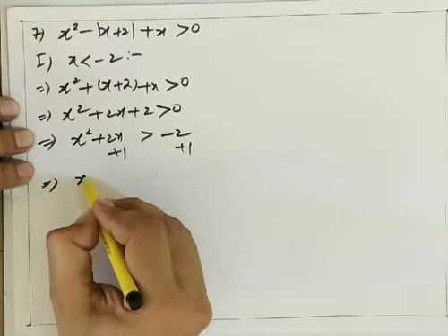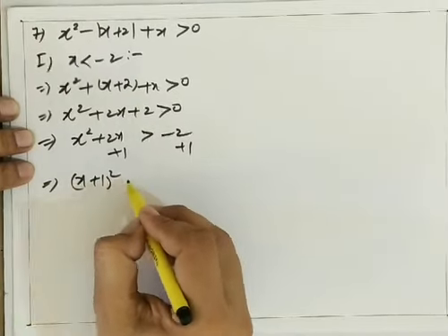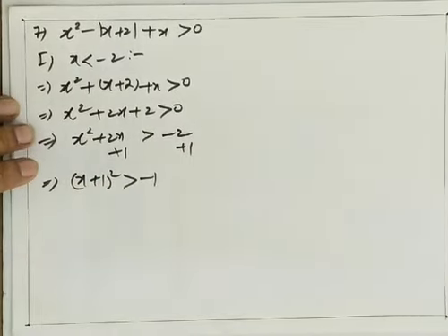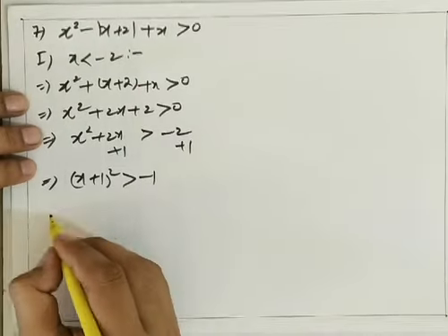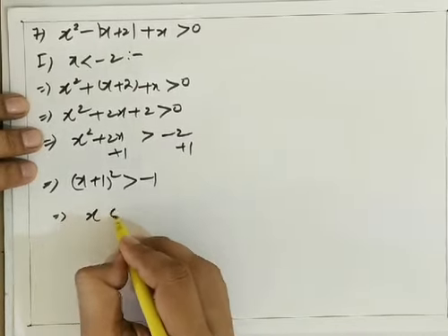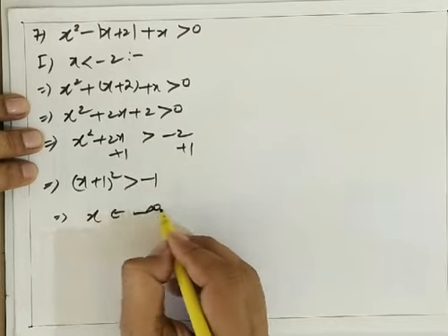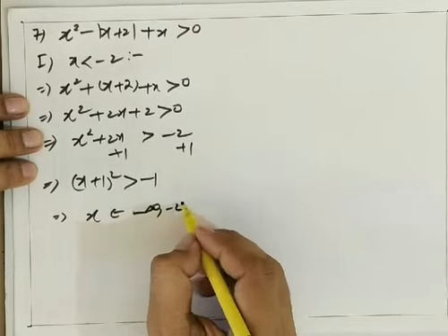So this will give us (x + 1) whole square should be greater than -1. Now we know that the square of a real number is always greater than or equal to 0. So the number which is already greater than or equal to 0 will definitely be greater than -1 also. That means x belongs to (-infinity, -2] will be true over here.